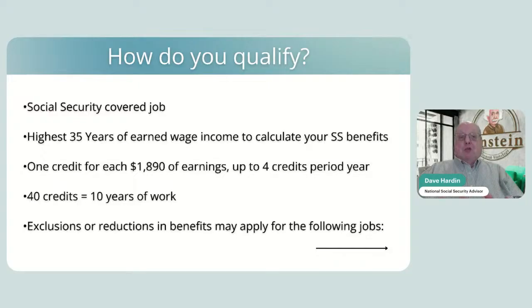But once you have those 40 credits, you qualify whether you have the 35 years or not. The 35 years determines how much you get. The 40 credits determines that you get the benefit at all.